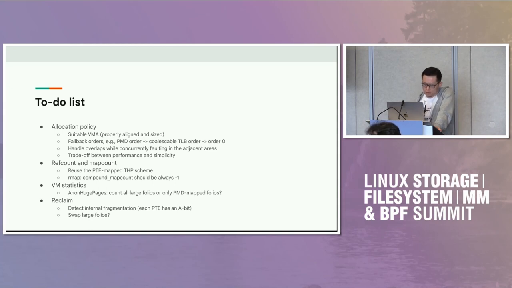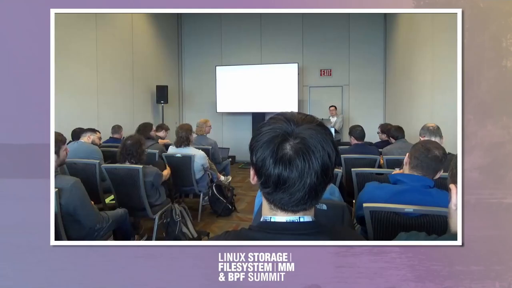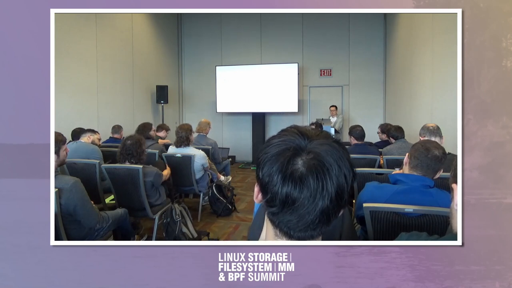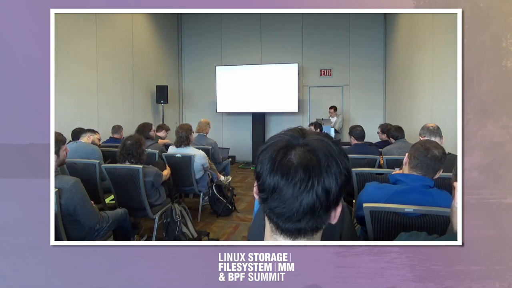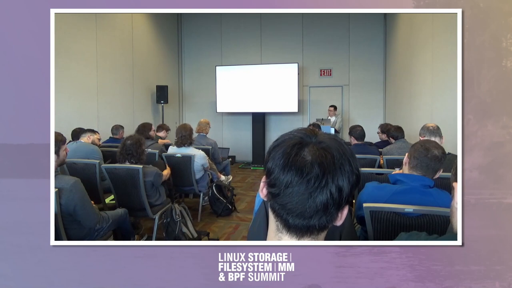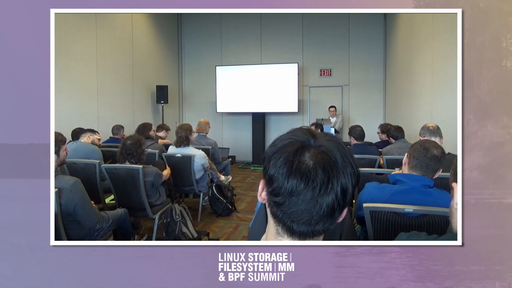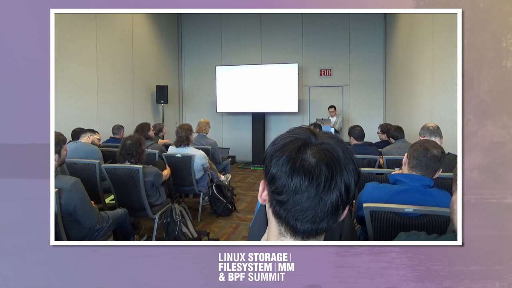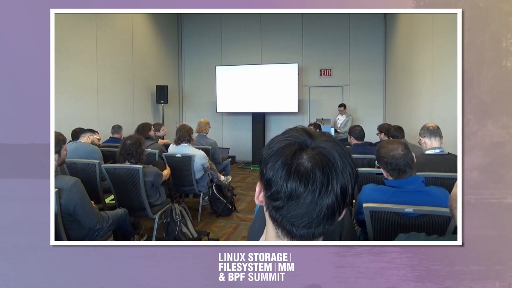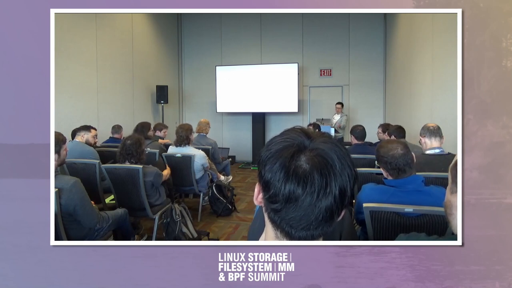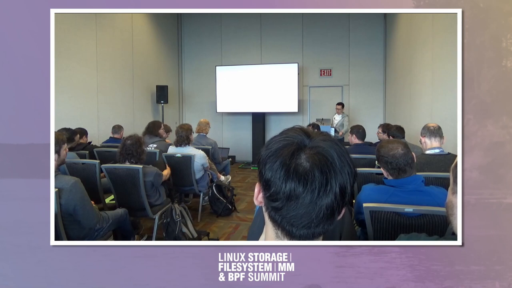Fallback policy. We could start with the largest order we could hold, for example a PMD order, but if the allocation fails, we have to fall back to a lower order. So shall we try, for example, from order 9 all the way down to order 0, or skip some orders? I think it's a trade-off between performance and complexity.